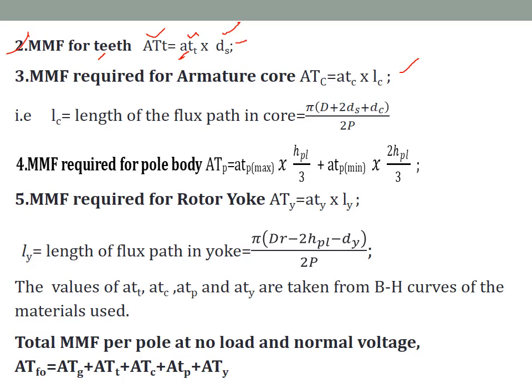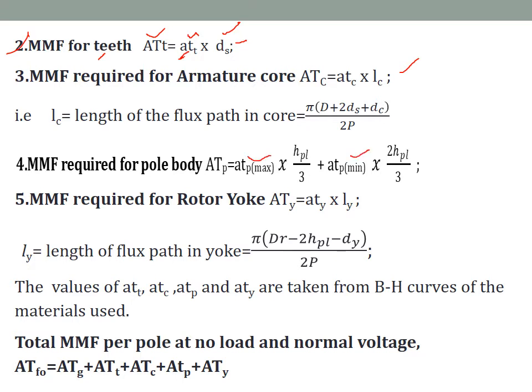In pole body, actually pole body flux is not constant. Some flux is leaked, that is called leakage flux, and in some area both full flux and leakage flux will be there. In some area leakage flux will not be there. So that is the reason we have to find out where the flux density is maximum and where it is minimum. According to that, ATP max and ATP minimum will be there.